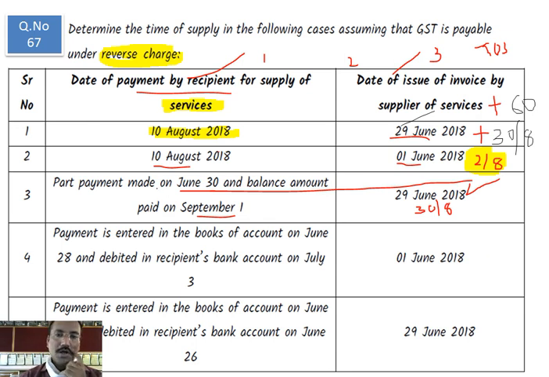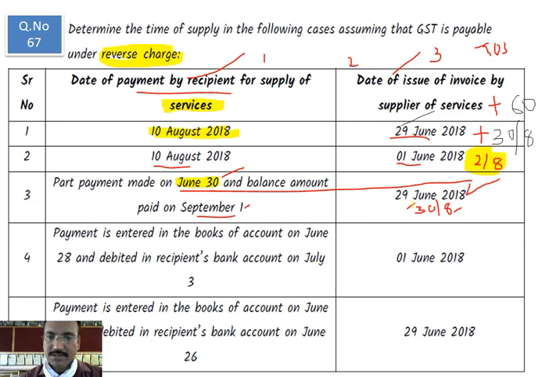Now you find 30th June and 30th August. Which one is the earlier date? Out of these two, the earliest date is this one for the first case. In the second case, for September 1st and 30th August, which one is first? 30th August comes before September. So 30th August is the time of supply for the second case. So we have the two cases here in question serial number 3.